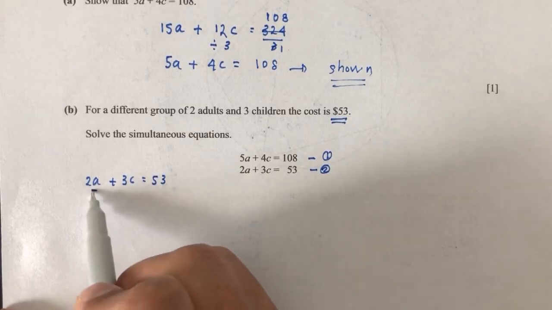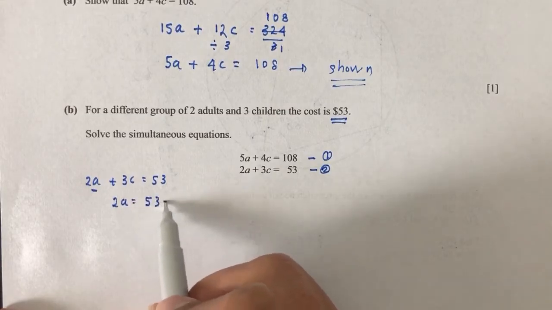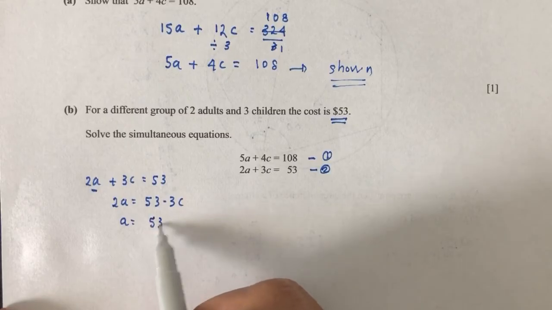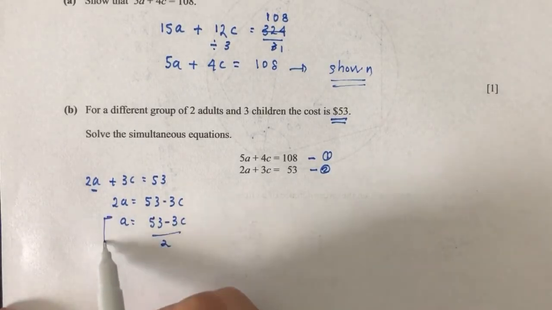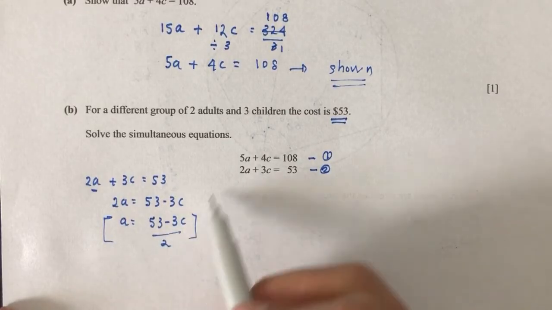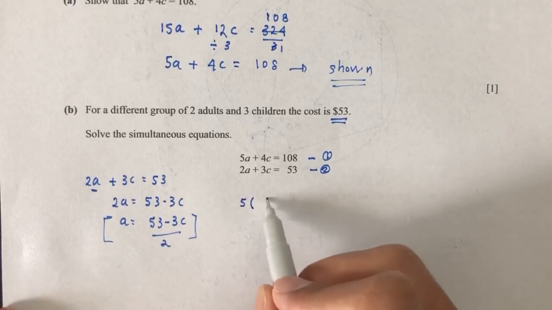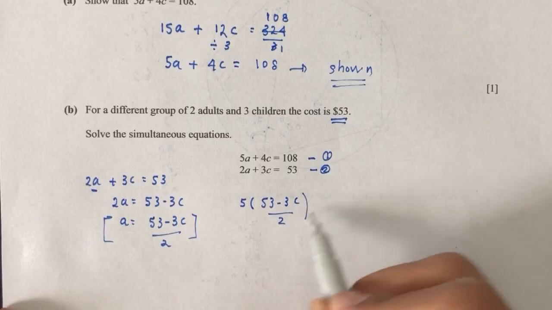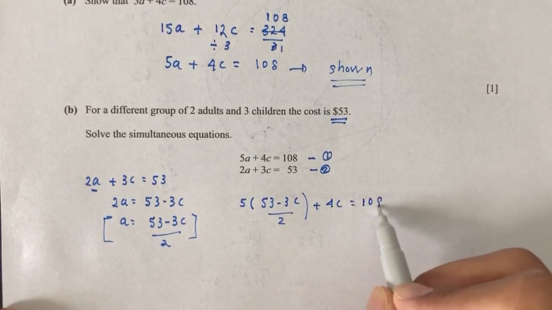Let's make A the subject of the formula. So 2A will be 53 minus 3C. A will be 53 minus 3C, divided by 2. Okay, that's the first derivation. Now we replace the value of A into the first equation. So 5 times A will be 5 times (53 minus 3C) divided by 2, plus 4C equal to 108.